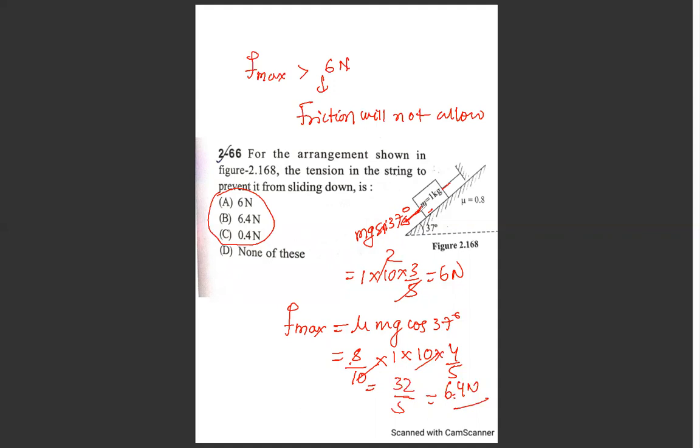Why did I put this question? Because most of the students will write mg sine 37 degree, then put the frictional force, then tension, and directly try to find out the tension. But it will not come to mind whether the block will try to slide down or not. Friction will not allow the block to slide, so no tension is required now. So that's why the answer is option D, that is none of these.